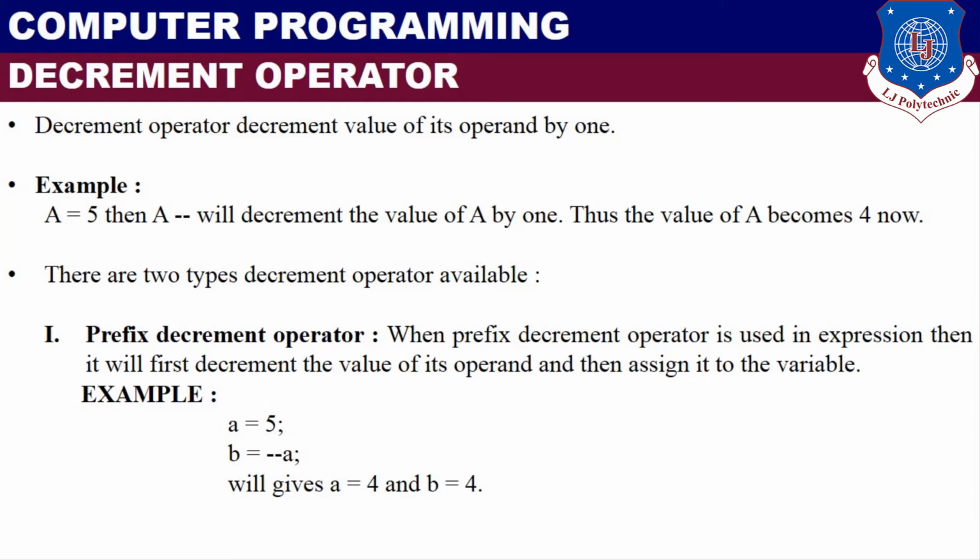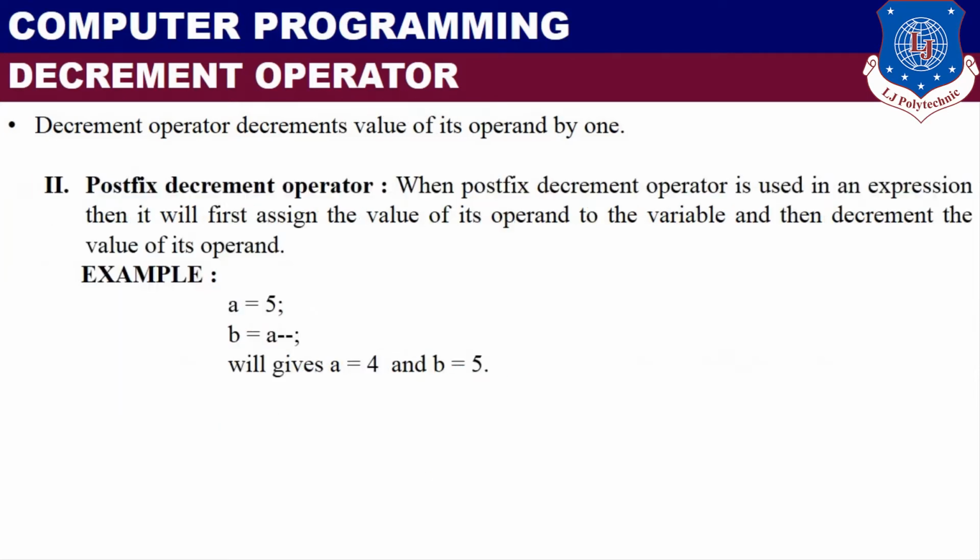First, prefix decrement operator. When the prefix decrement operator is used in an expression, it will first decrement the value of its operand, just like prefix increment, and then assign it to the variable. For example, a equals 5, b equals --a. So in output, a and b both will become 4.